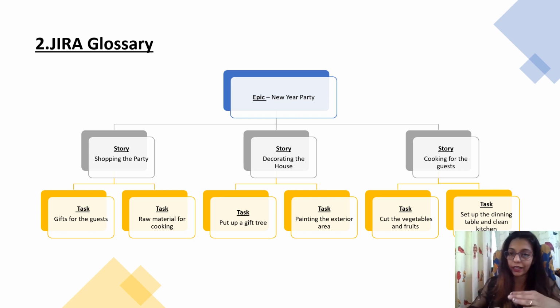Cooking has cutting and cleaning the kitchen as well. So one will be cutting, chopping vegetables, fruits, everything related to that. Another will be actually cooking and cleaning the kitchen area, the kitchen counter. So that is how the story works. So the bird's eye view, the eagle view, which is the new year party organization.